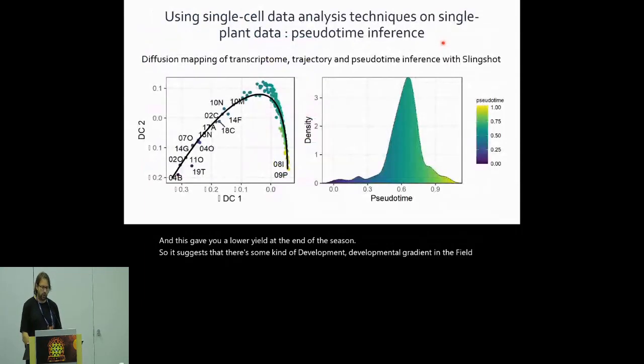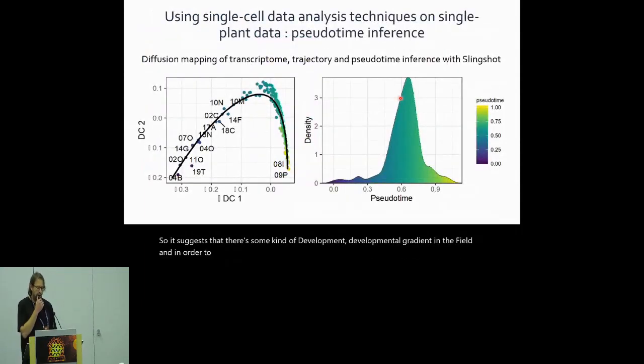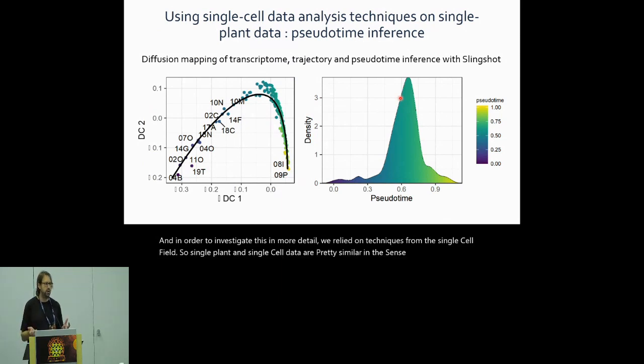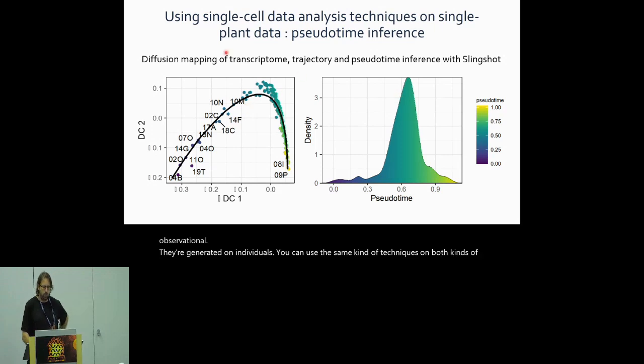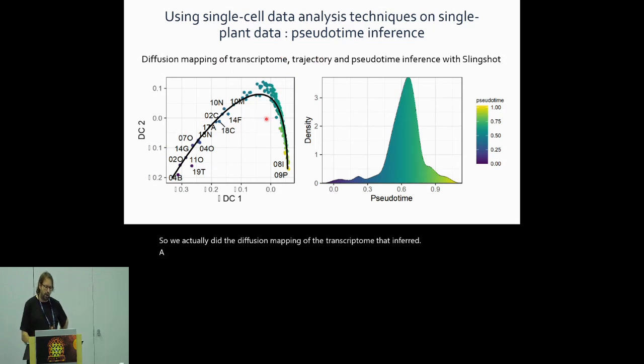And in order to investigate this in more detail, we relied on techniques from the single cell field. So single plant and single cell data are pretty similar in the sense that they're all observational. They're generated on individuals. You can use the same kind of techniques on both kinds of data. So we actually did the diffusion mapping of the transcriptome, then inferred a trajectory from these data and did pseudo-time inference on them. And then you can essentially order your samples along a pseudo-time axis.